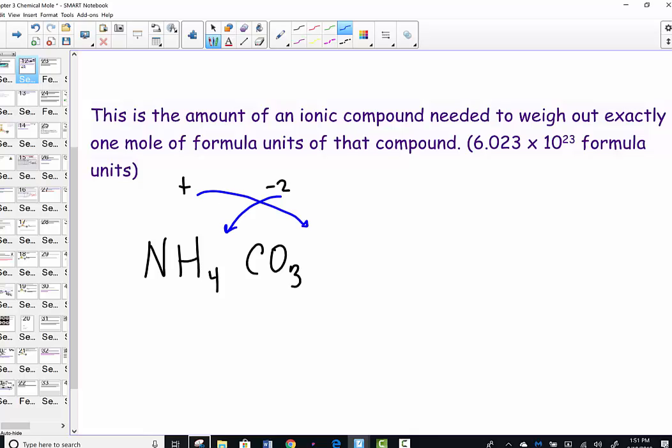The sign, positive or negative, but the number. Because Avogadro's number is a quantity, it's not a charge. Formula unit. When I need to take more than one polyatomic ion, I put it inside a parenthesis. But I'm not yet done because we wanted to know individual atoms of CO3.